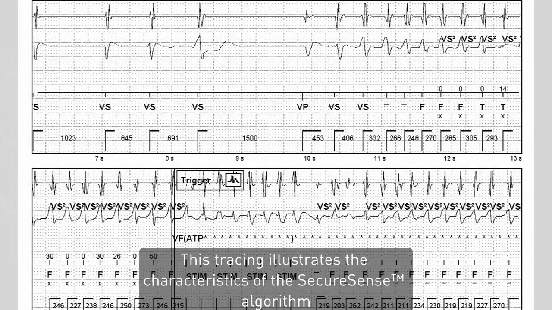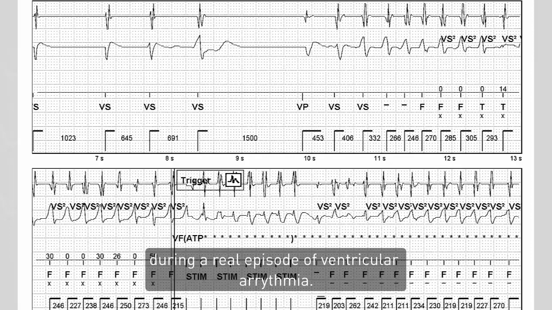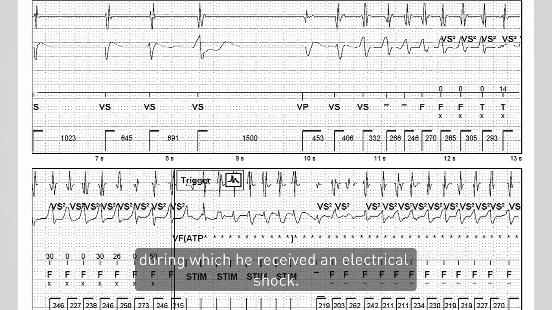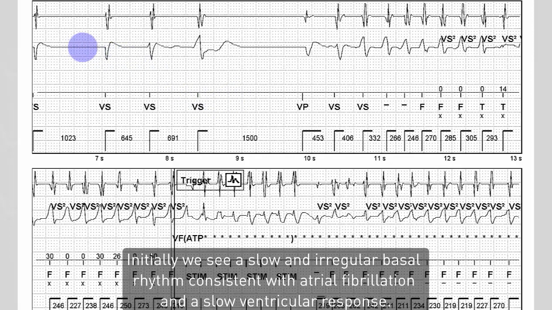This tracing illustrates the characteristics of the SecureSense algorithm during a real episode of ventricular arrhythmia. This patient, implanted with a single lead ICD, was hospitalized after an episode of syncope during which he received an electrical shock. Initially, we see a slow and irregular basal rhythm consistent with atrial fibrillation and a slow ventricular response.